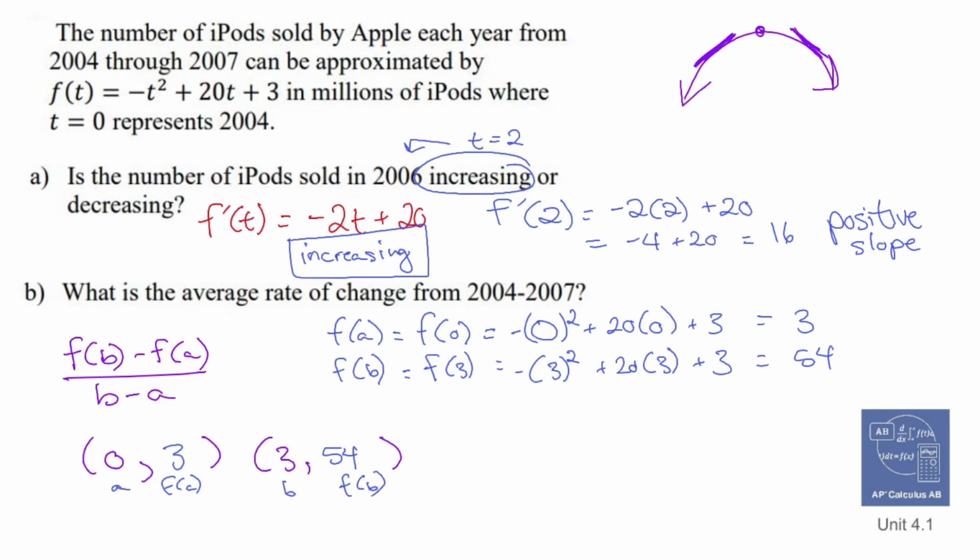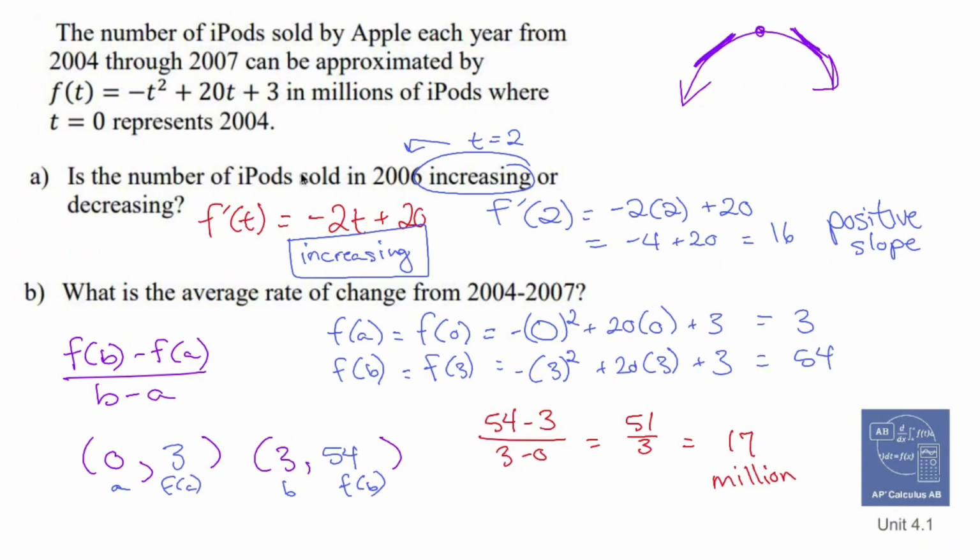So let's plug it all in. Let's plug and chug. All right, f of b minus f of a is going to be 54 minus 3. b minus a is going to be 3 minus 0. Okay, 51 over 3, I'm pretty sure is 17. So the average rate of change is going to be 17 million.